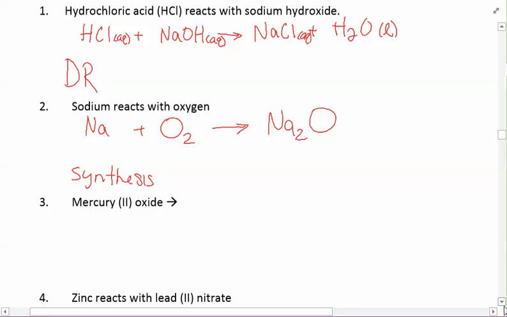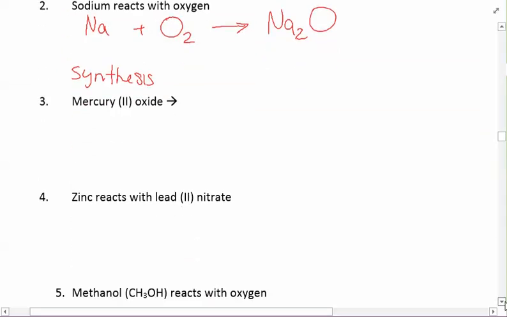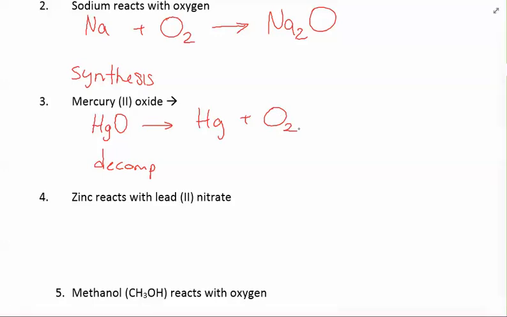So the next one we have mercury 2 oxide, which is HgO. We have one thing, this is going to be a decomposition. We have one thing breaking into multiple. So just note, in reality, you can have more complex synthesis and decompositions. You may see them in a full example. You will not have to predict products of those.